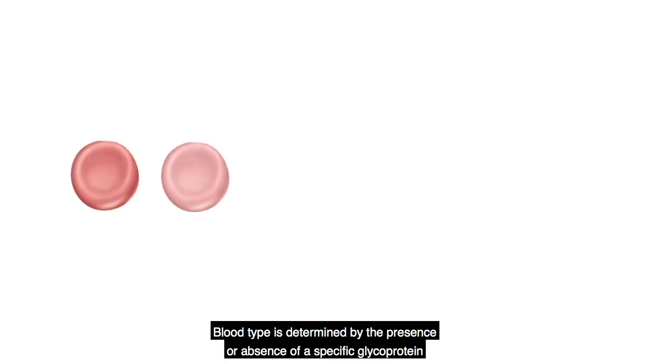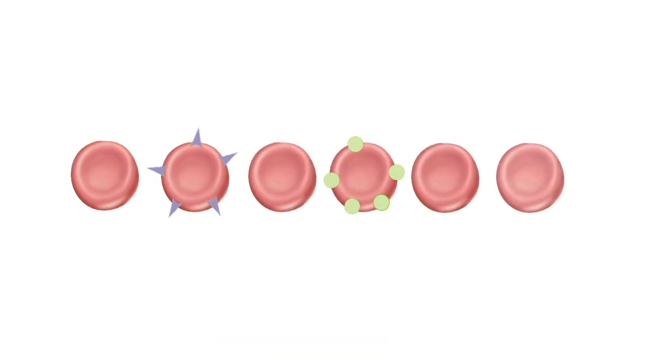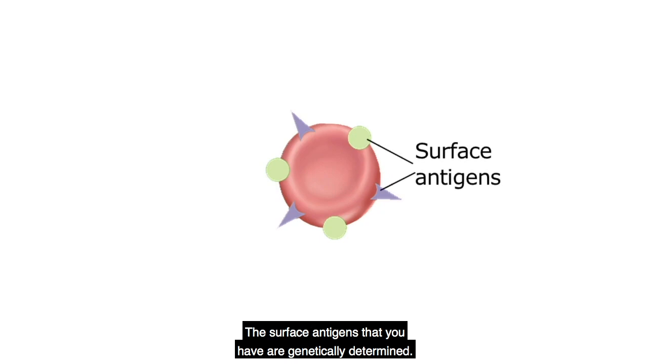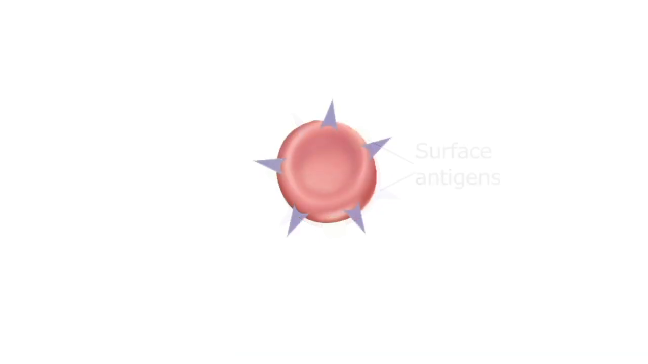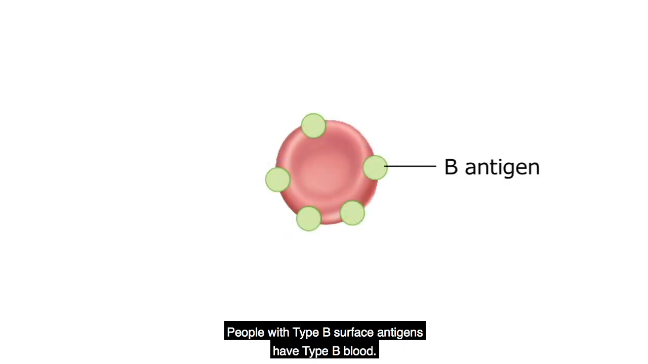Blood type is determined by the presence or absence of a specific glycoprotein on the outer surface of the red blood cell. These glycoproteins are called antigens. The surface antigens that you have are genetically determined. Individuals who have type A surface antigens have type A blood. People with type B surface antigens have type B blood.